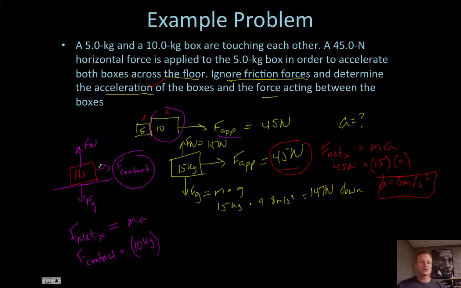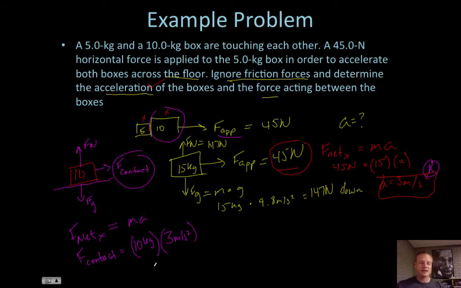Do we know the acceleration of the 10 kilogram box? We do. How do we know that? Because we solved for it over here. Okay, both these boxes are connected together and they're both accelerating at the same rate. So I can take 10 times 3 meters per second squared.